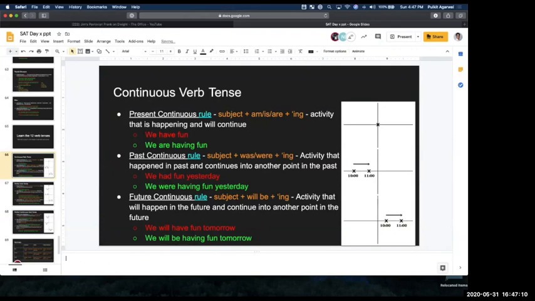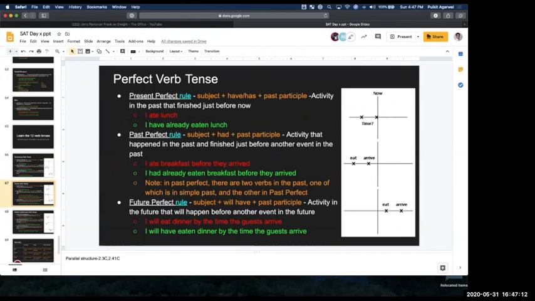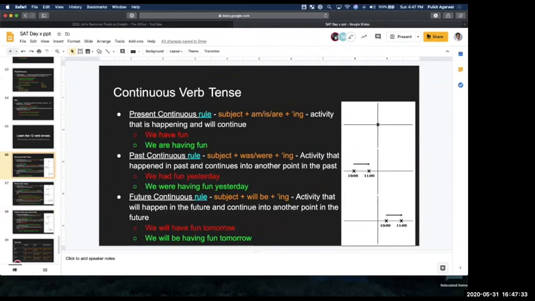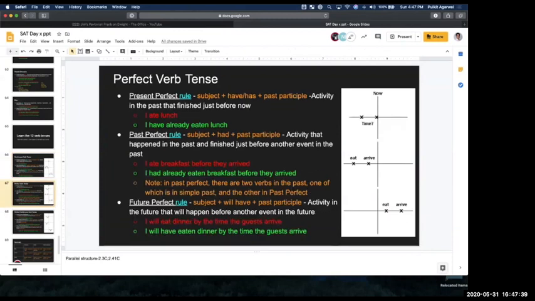Next one. All right. Perfect tense. Perfect tense is something that happened but finished just before now. So present perfect, just before now. Past perfect is just before another event in the past. And future perfect is something that will finish before another event in the future. So the difference from continuous is that there the activity continues into another point in the present, past, or future, whereas here the activity stops just before.